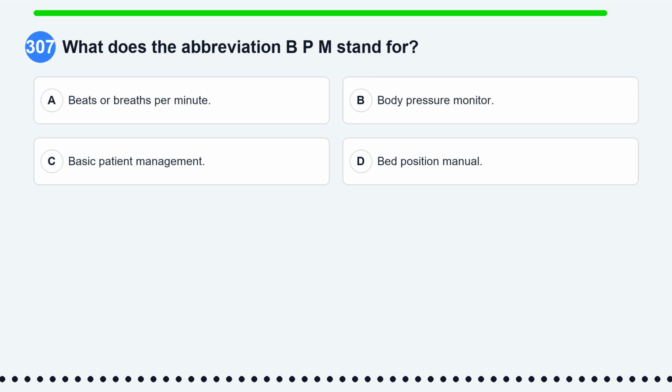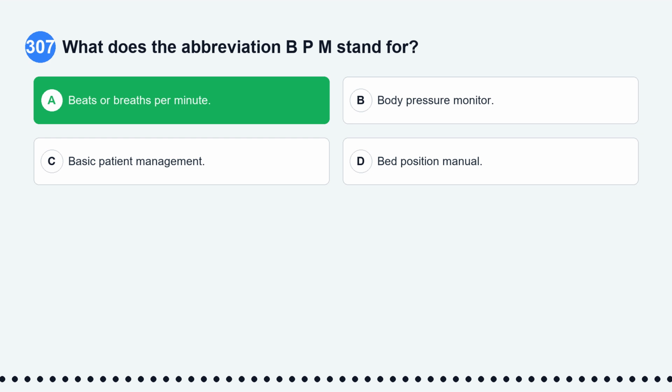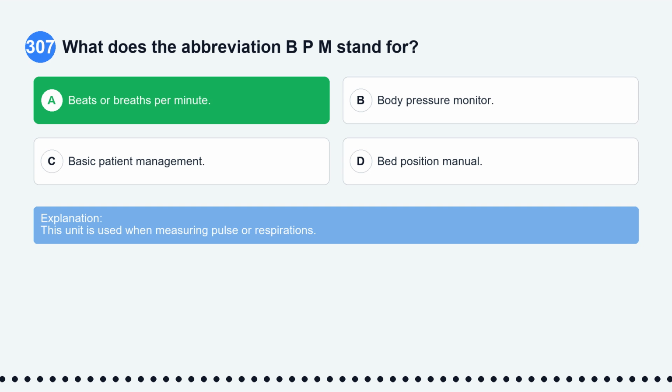Question 307. What does the abbreviation BPM stand for? Option A, beats or breaths per minute. Option B, body pressure monitor. Option C, basic patient management. Option D, bed position manual. The correct answer is option A, beats or breaths per minute. This unit is used when measuring pulse or respirations.